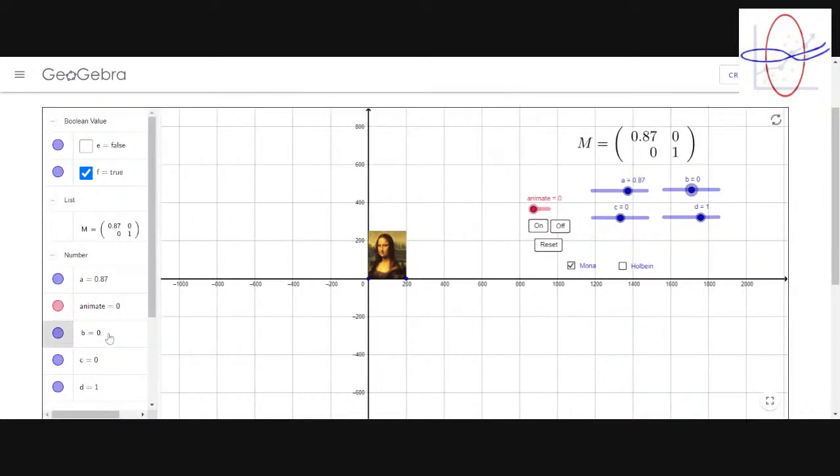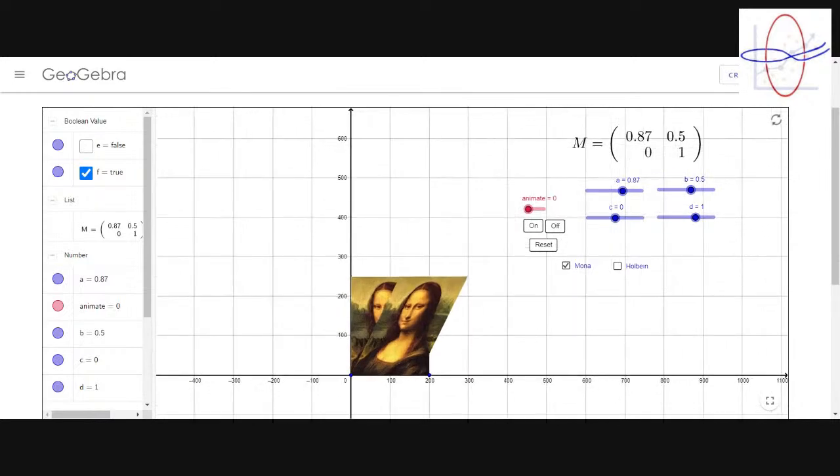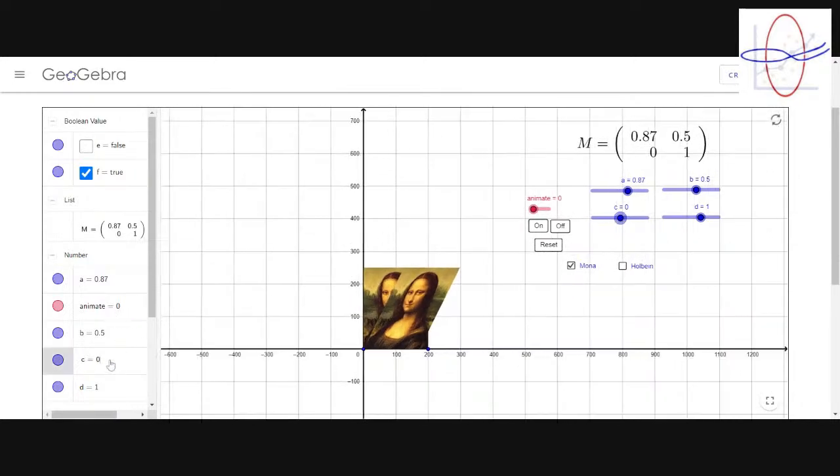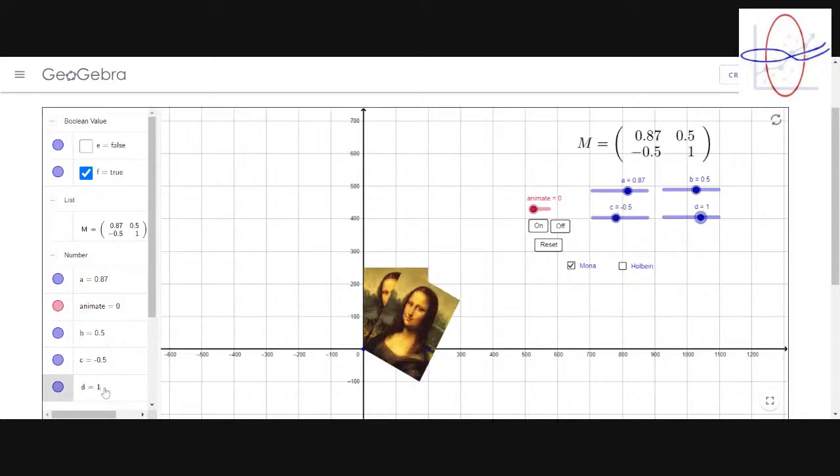Okay, the B, what was B? This is the B. 1 by 2. Okay. Minus 1 by 2. You see the changing of Mona Lisa? Observe this very carefully. C is minus 1 by 2. Yes, sir. And this one? Root 3 by 2. Is it root 3 by 2? Yes.